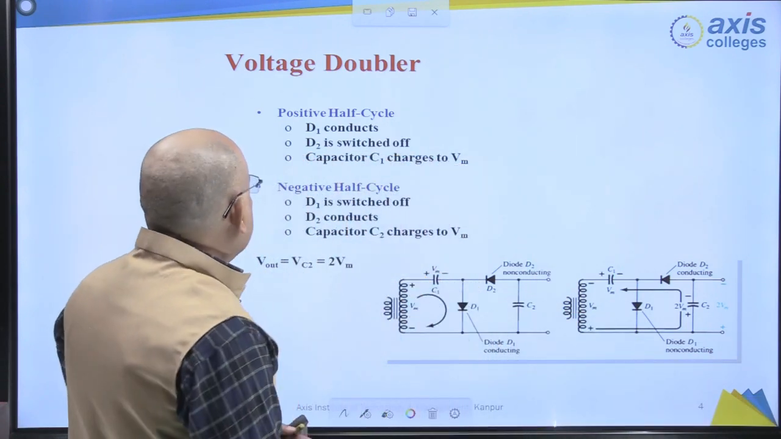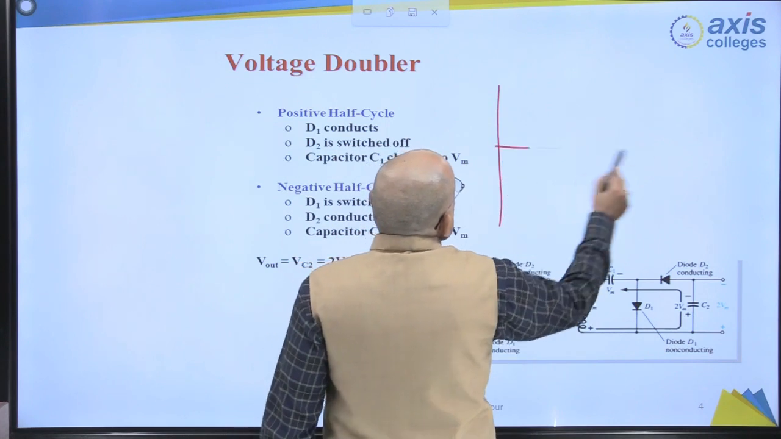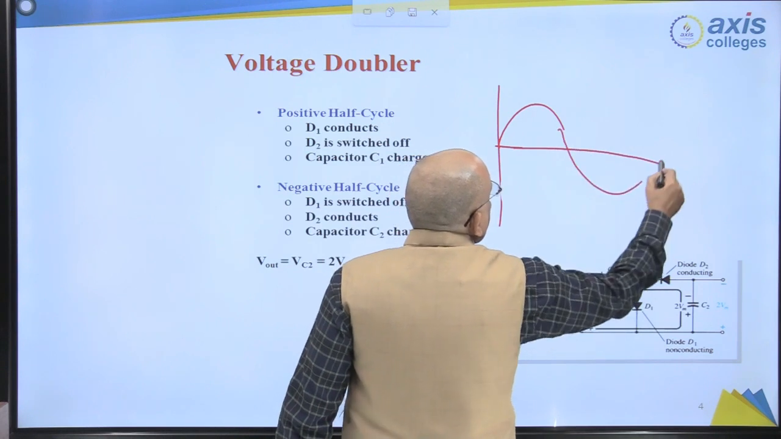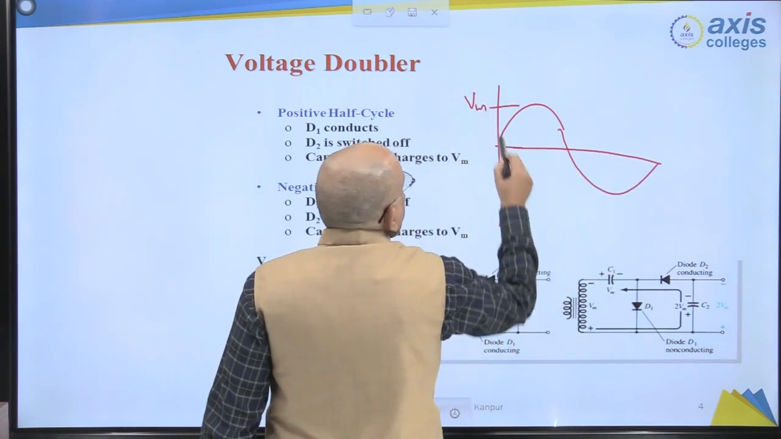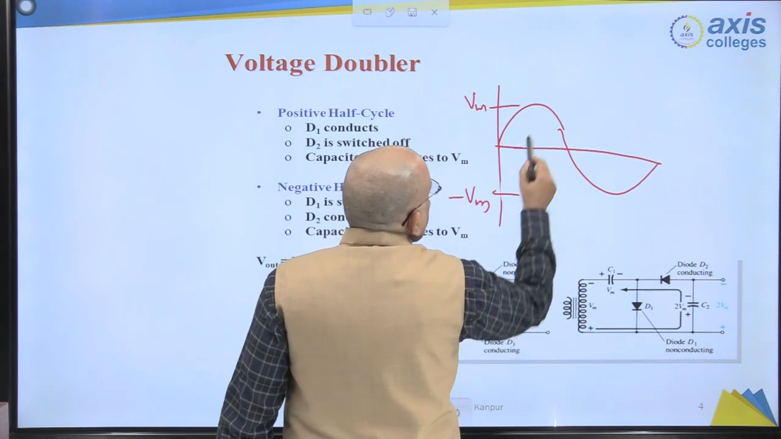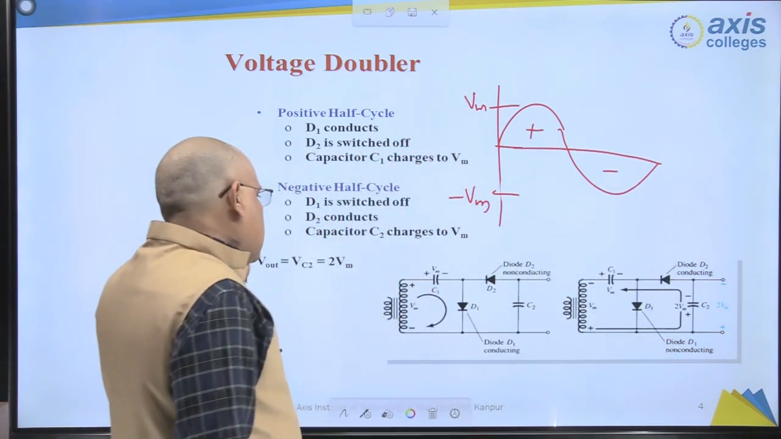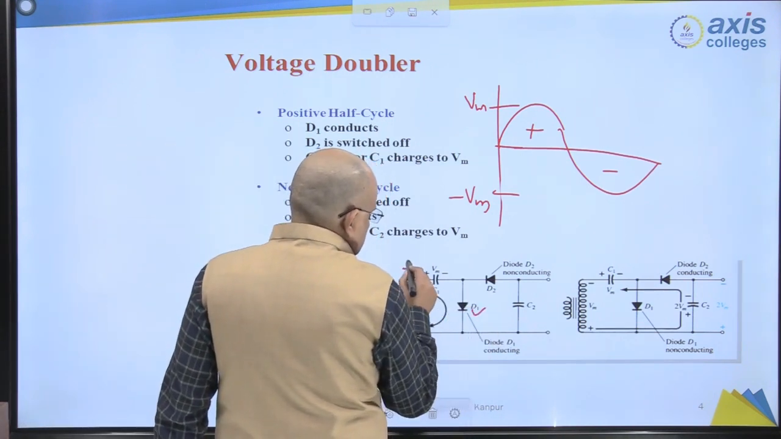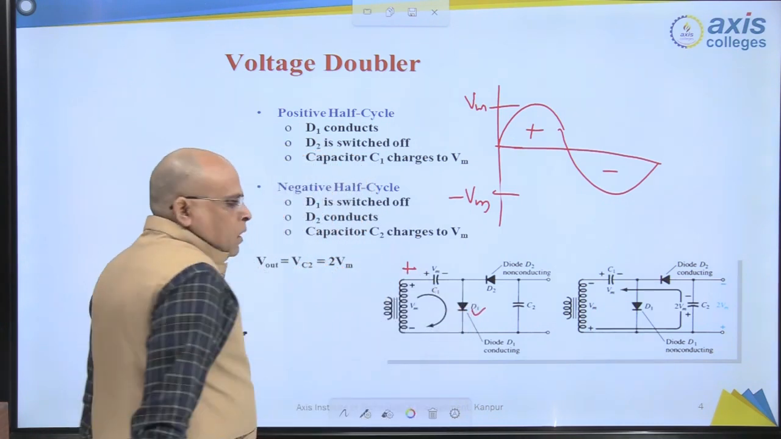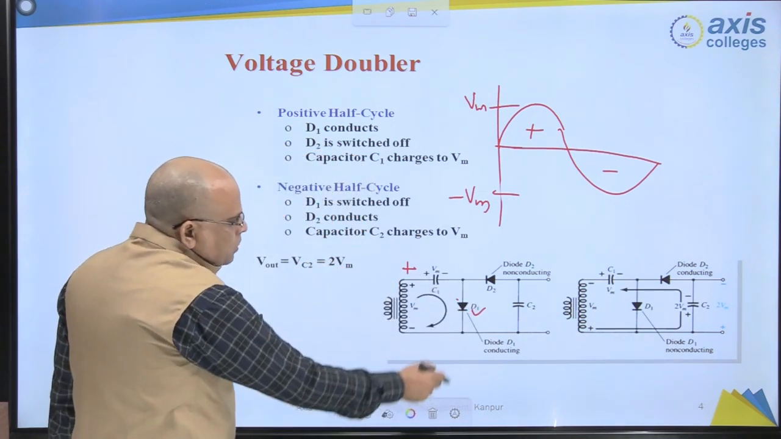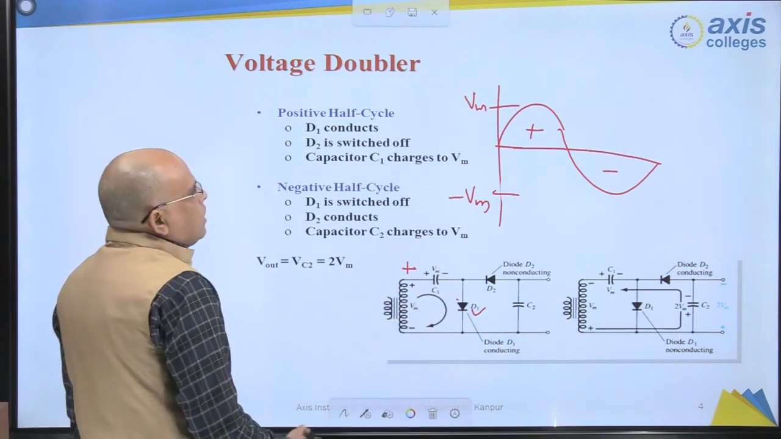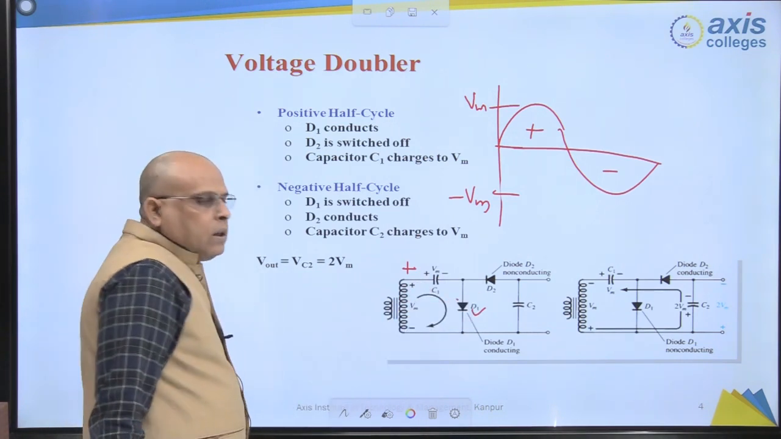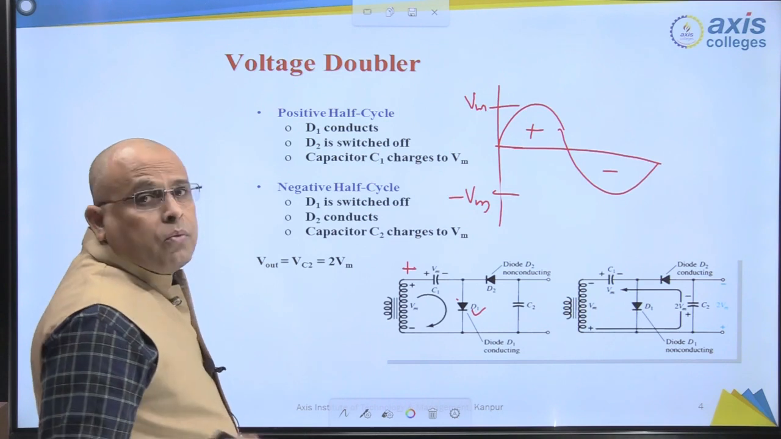So how does it work in the first half cycle, or the positive half cycle? Look, this is Vm and this is minus Vm. This is the positive half cycle, this is the negative half cycle. In the positive half cycle, this diode will conduct because this will become positive, and the first half cycle will make this diode short circuit. So this capacitor will be charged with a value Vm, and in this cycle this diode will not conduct because it will be open circuited or reverse biased.